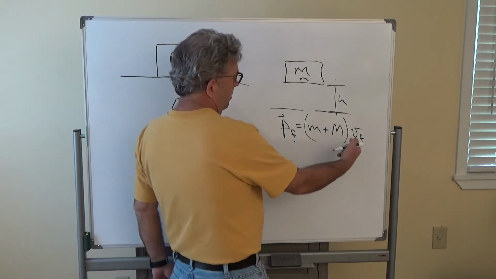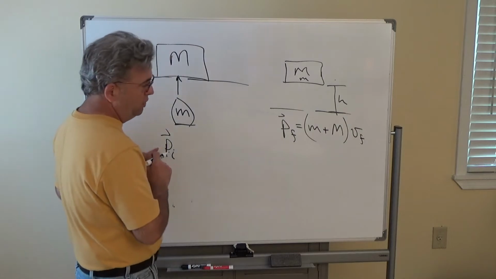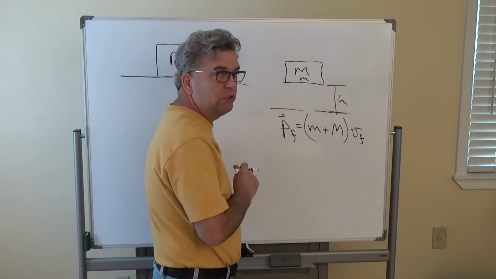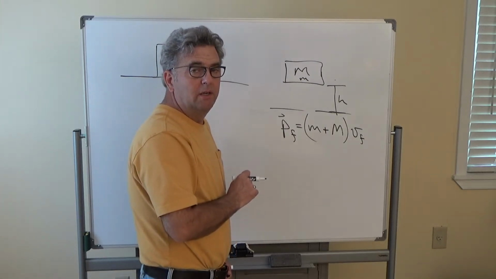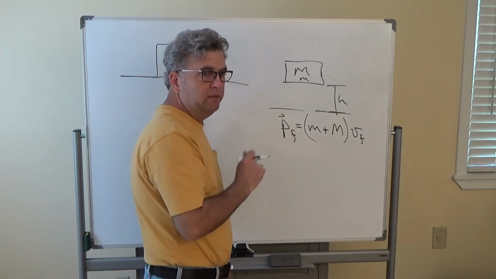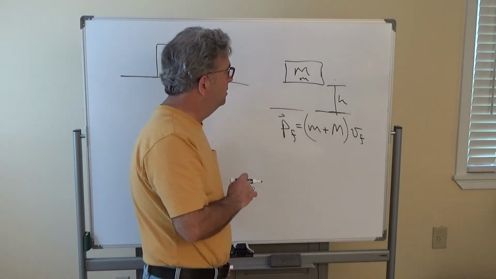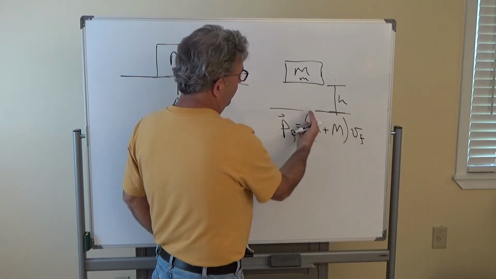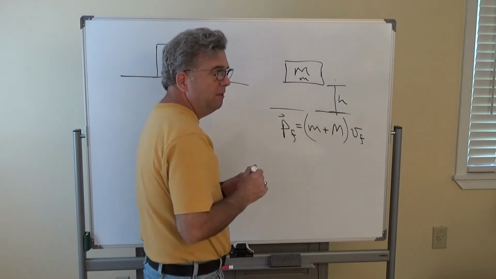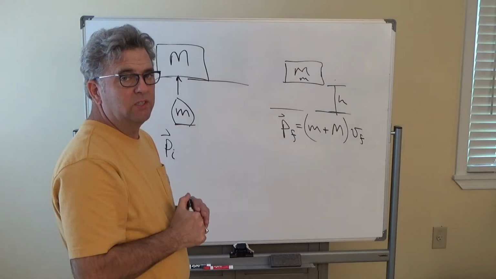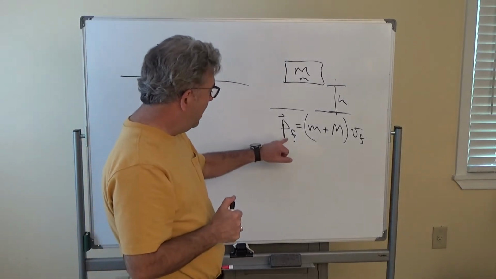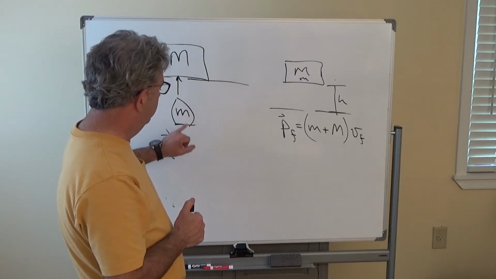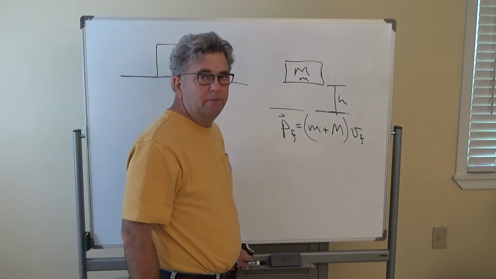But you don't know V initial over here, but you can find it because you know the height to which it rose. So from 1D acceleration equations, you can calculate this V final. That was the initial velocity for the system. Then from that you can calculate this, that equals this, and you can get the initial velocity of the bullet.